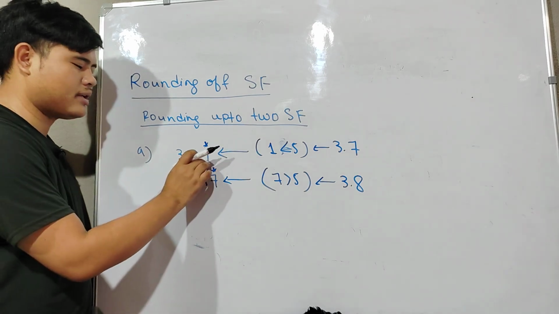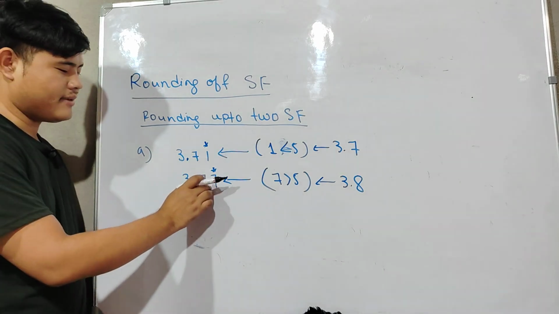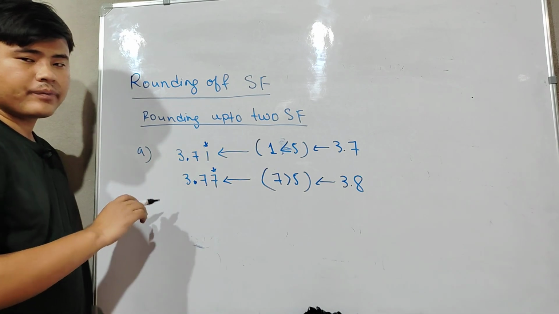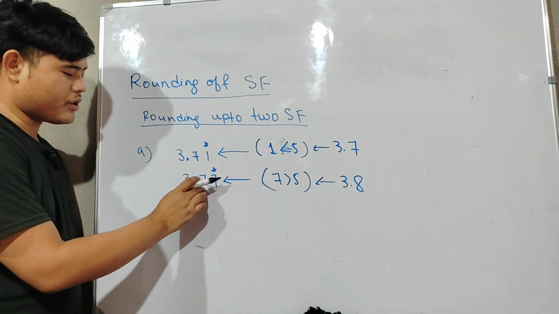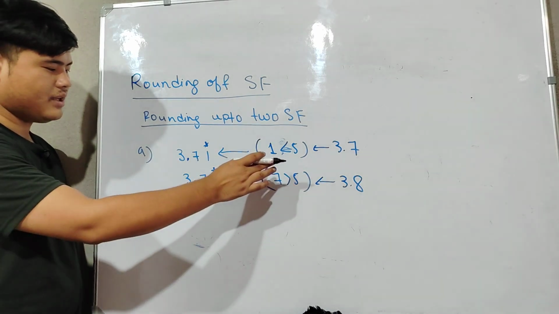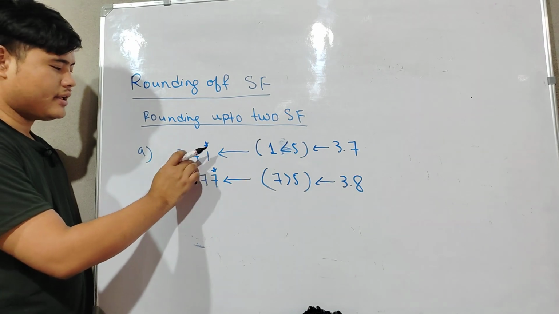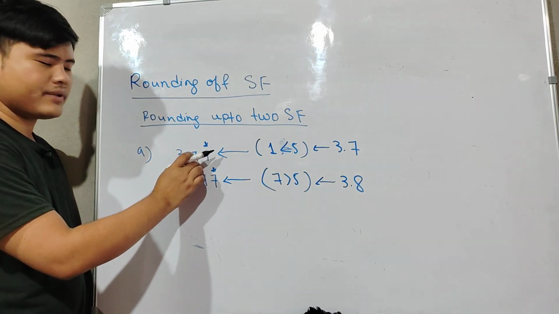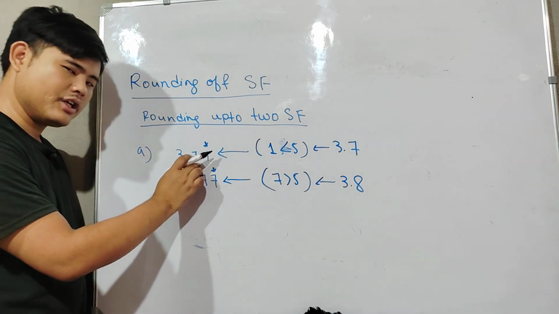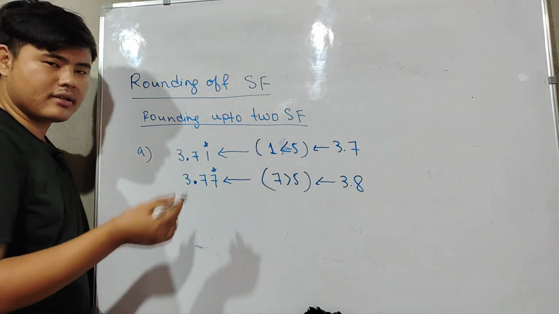If it is less than 5, you reduce it. If it is more than 5, you increase it. So 3.77 becomes 3.8, right? Because the 7 is greater than 5. And 3.71 becomes 3.7 only. 71 becomes 7 only. It is reduced because 1 is less than 5.